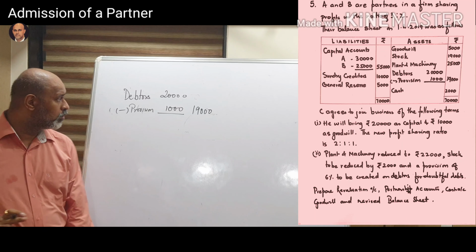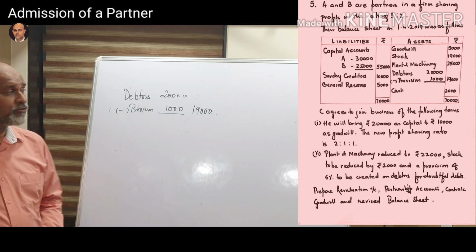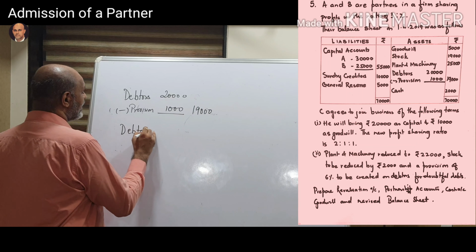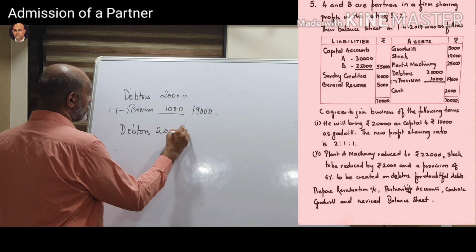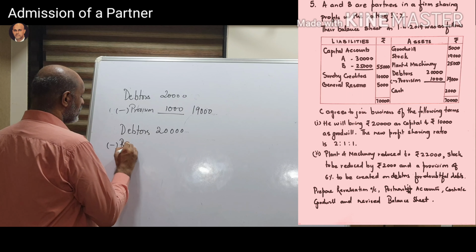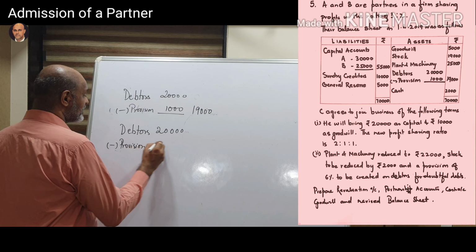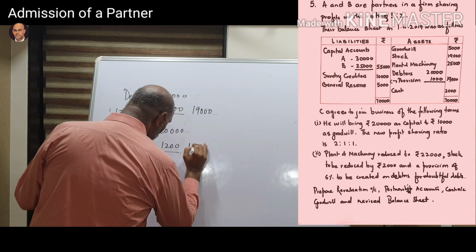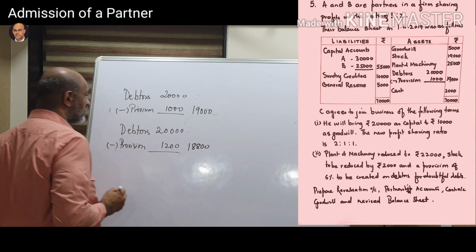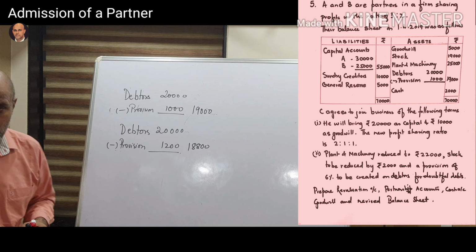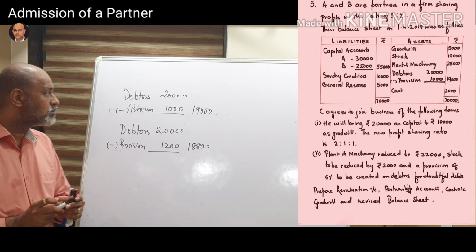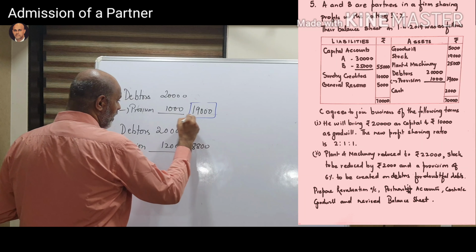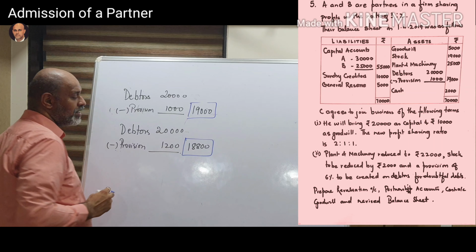Okay, now it is given in the adjustment. We have to provide 6% on debtors. So we do this sum again. I write here debtors 20,000 minus the provision. The provision is 6%. 6% means 1,200, which means that the value is now 18,800. Okay, your old value was 19,000. आपका जो पुराना वैल्यू है वो 19,000 था और जो नया वैल्यू है वो 18,800 है.